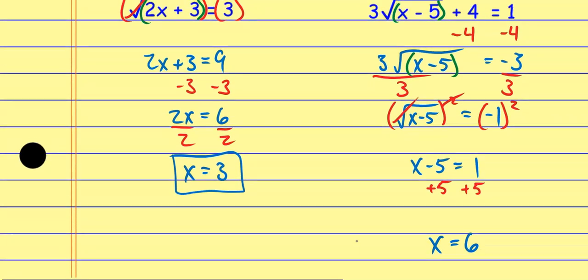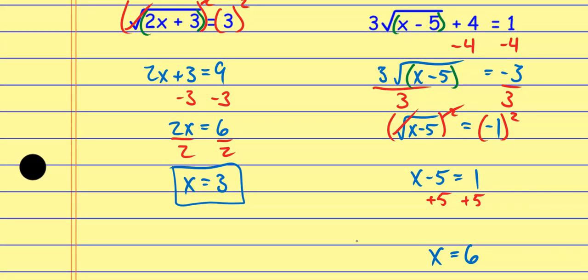And once again, plug it back in. 6 minus 5 is a 1. The square root of 1 is a 1. Times 3 is a 3. Plus 4 is a 7. But it's supposed to equal a 1. This is an extraneous solution.